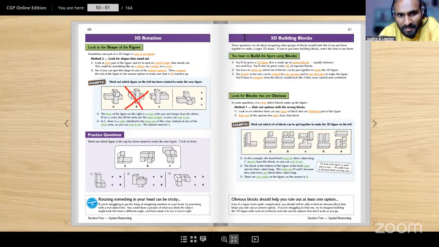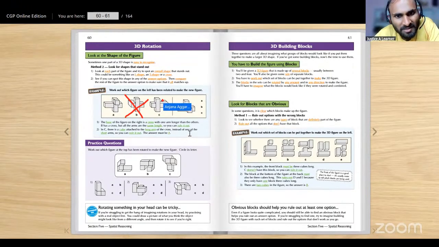Can you mark that with red? There is a cube attached to the... You can't see. Okay, let me use my pen. This? Yes, yes, very good. So there it says in C there is a cube attached to the long arm of the cross, instead of one of the short arms.